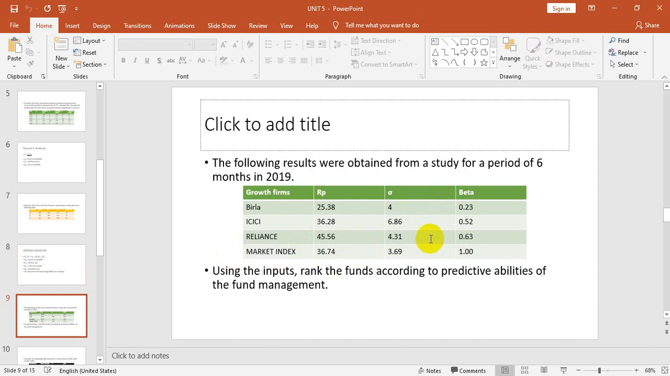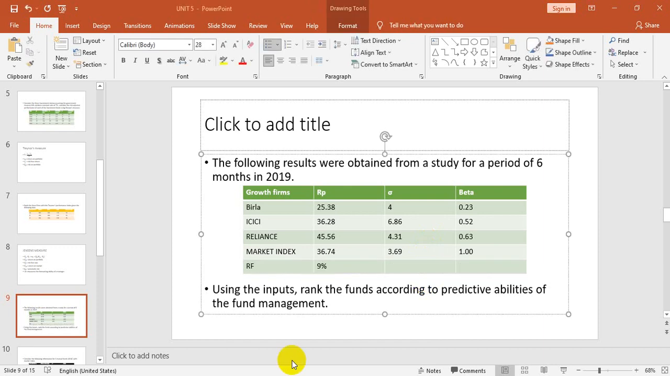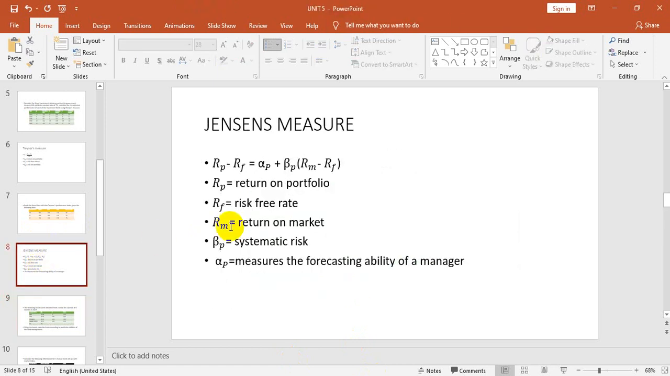Standard deviation of P and standard deviation of the market, this is what you have to take in all the companies: 36.74 in all the three companies.